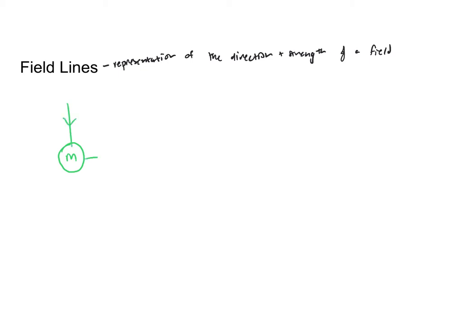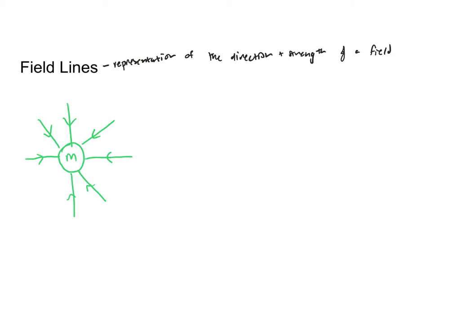Field lines are a representation of the direction and strength of a field. So if, for example, I have an object of mass m, my field lines will show me the direction in which another mass will move if it's moved into this field. So I have an object of mass m. I'll draw my field lines pointing into my object, like so.